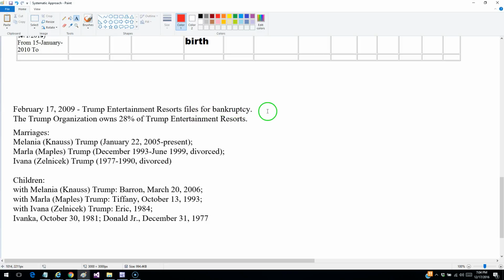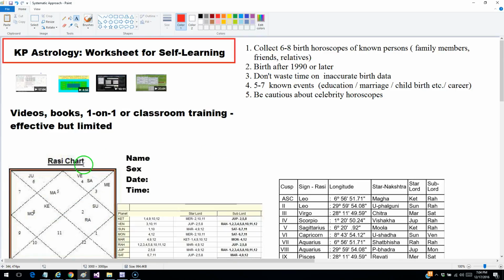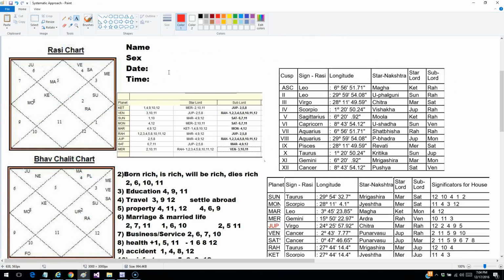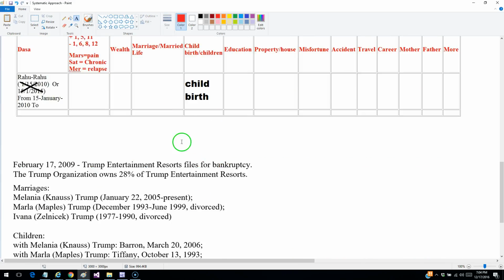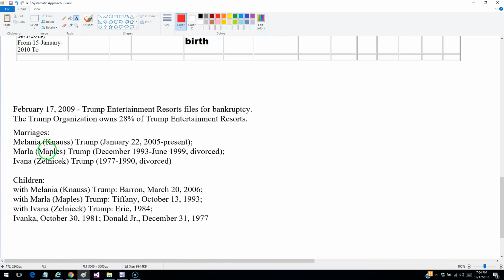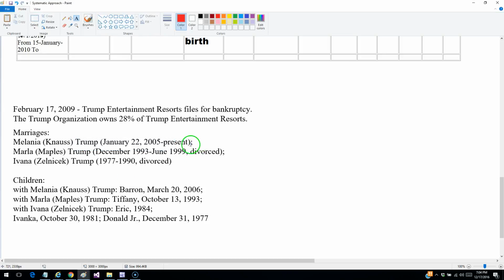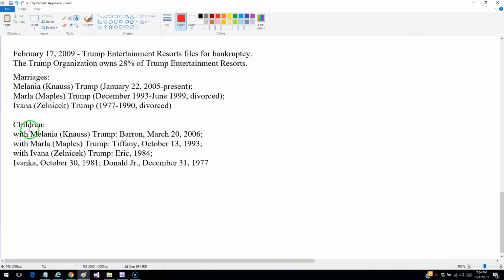He filed for as many as three or four bankruptcies. So what's happening is you are looking at the chart of a person who was born rich, is rich, and is likely to remain rich. He's a billionaire, but at the same time, he filed for three or four bankruptcies. Then he has had as many as three marriages and two divorces. So you already have five pieces of data: three marriage dates and two divorce dates. And then he has, I guess, three children, so another three pieces of data.